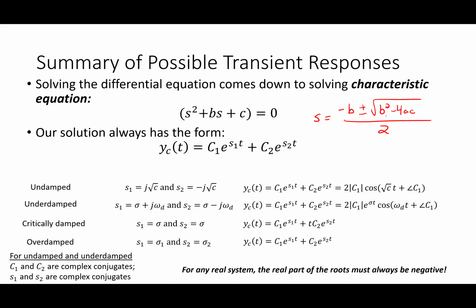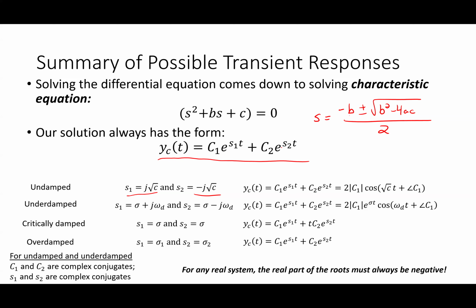So I got 3 different cases that I consider here. And I usually start with this one, what I call the undamped scenario. In the undamped scenario, b is equal to 0, and the 2 roots are purely imaginary. So always, the transient response is C1, an unknown constant, times e to the s1t, plus C2, an unknown constant, times e to the s2t, where s1 and s2 are the 2 roots.